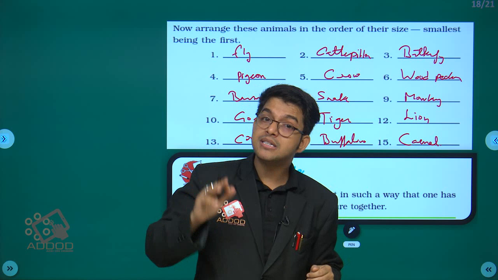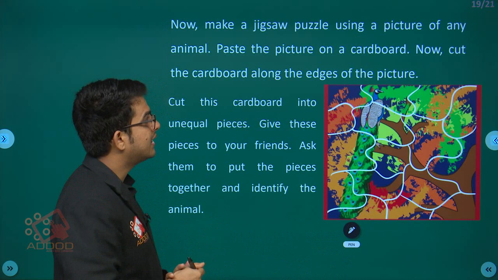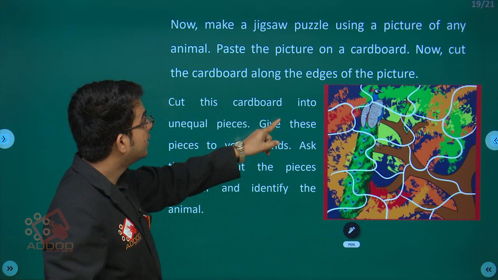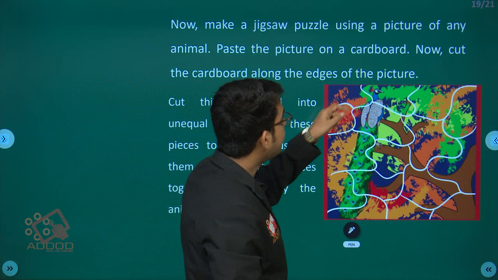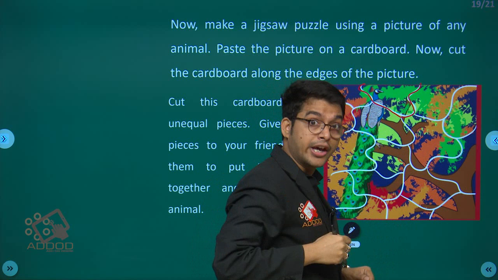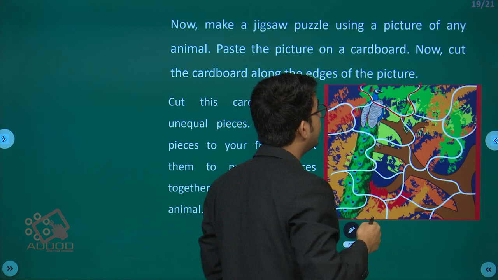Now make a jigsaw puzzle using a picture of any animal. Paste the picture on a cardboard. You see, now cut the cardboard along the edges of the picture. You see, first they make the picture with color, branches, and the peacock. Now if you cut from here, boom, but cut it carefully. If anything goes wrong, it will be spoiled. Means if you make a mistake, you will lose it.